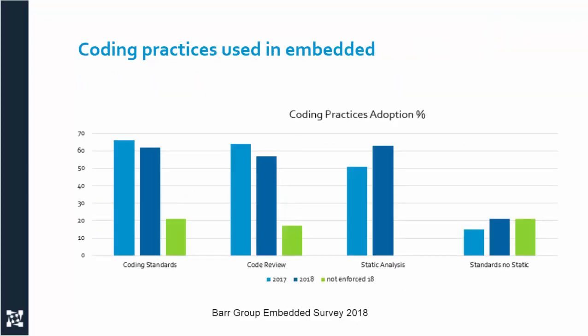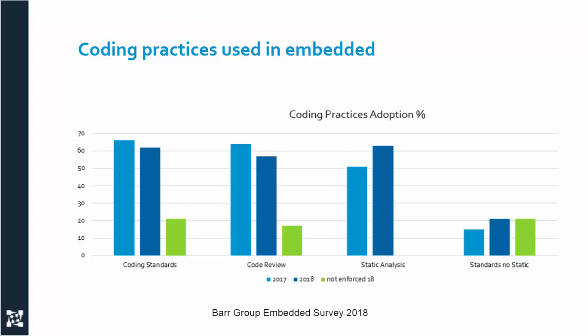All right, thanks, Ricardo. Yeah, so it's pretty interesting. We've been looking at different surveys that are out there, like the Barr Group, and asking what are people actually doing in the embedded space to make sure that software is both safe and secure, as well as well built? And we see here the last survey they did was 2018, and we can see 2017 versus 2018. Coding standards, obviously a practice people do, peer code reviews, static code analysis, and standards without static code analysis.